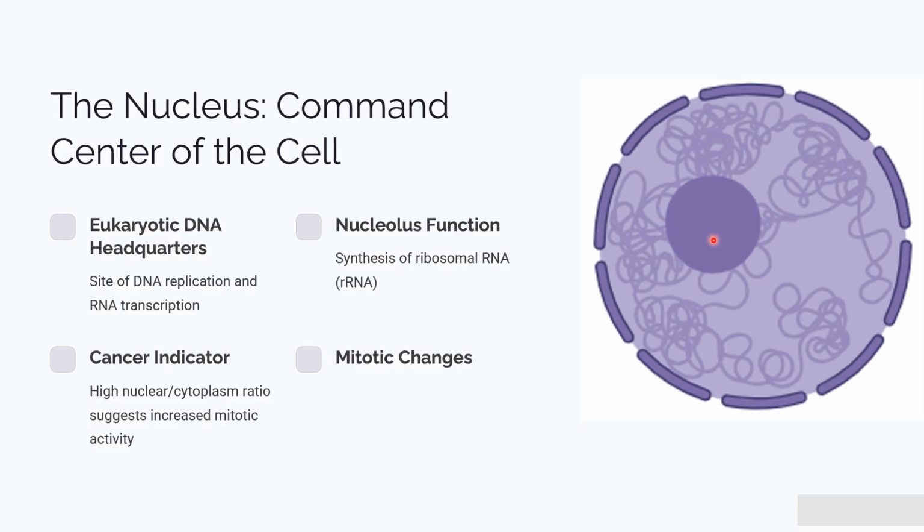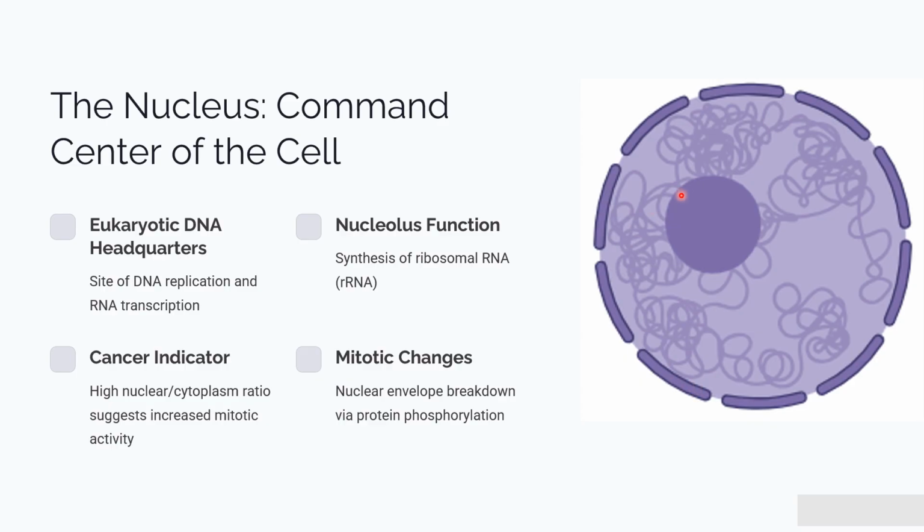If there is a high nuclear cytoplasmic ratio, so the nucleus is very large, that means DNA replication, RNA replication and ribosomal RNA synthesis, which happens inside the nucleolus, are happening at a rapid rate, right? So a high nuclear cytoplasmic ratio will suggest increased mitotic activity.